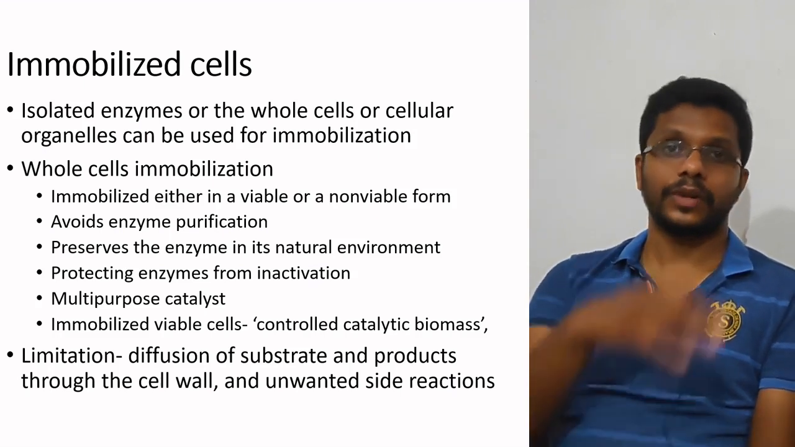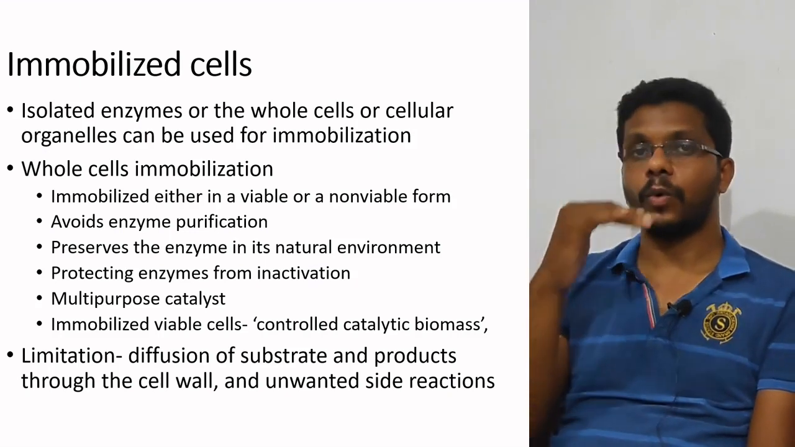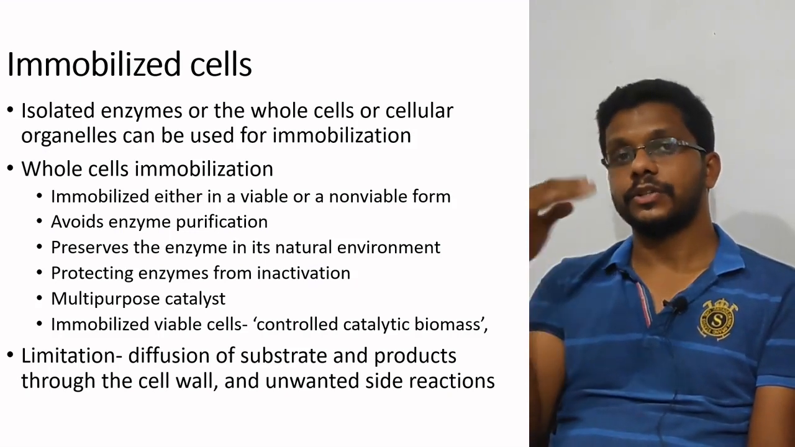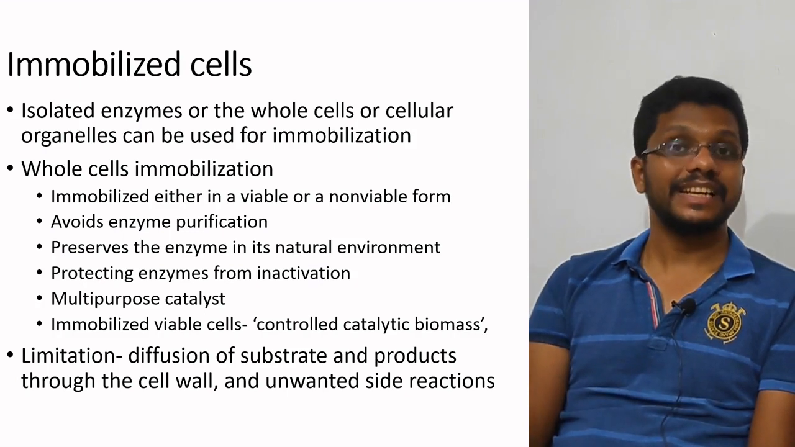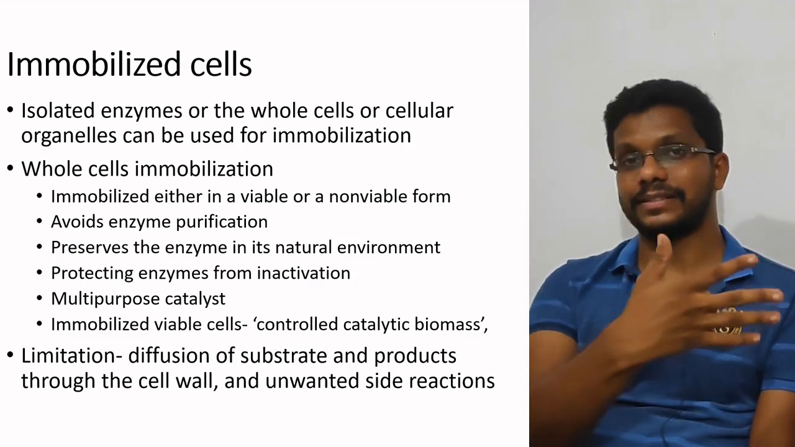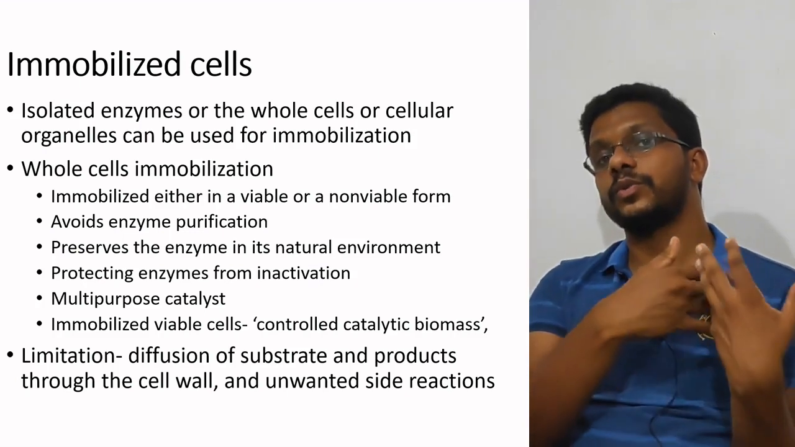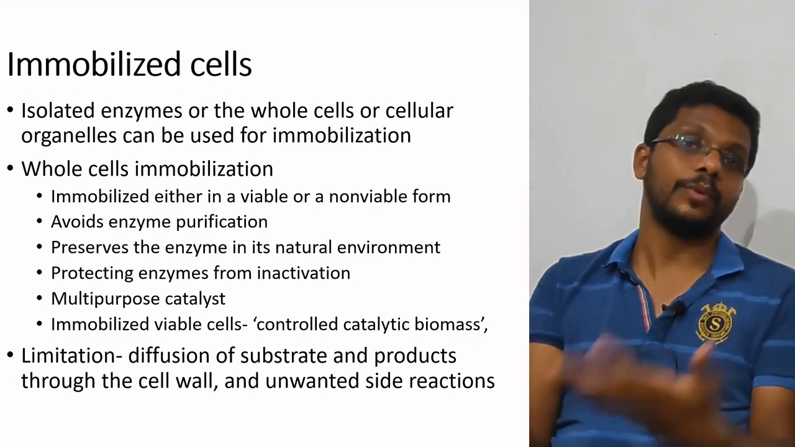If you want to immobilize enzymes for a metabolic process, we need to immobilize all enzymes to get the product. But if you are immobilizing a cell, it already has all the enzymes. So we don't need to isolate separate enzymes and immobilize them separately.